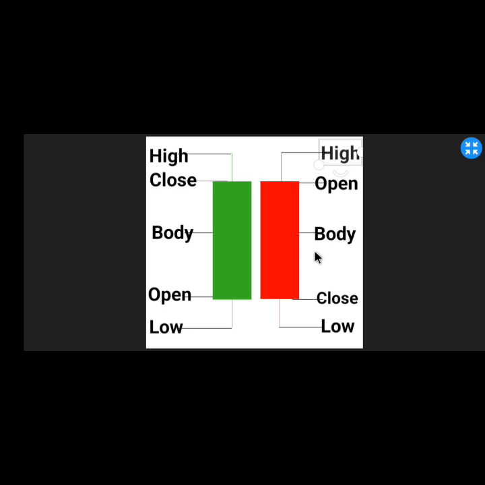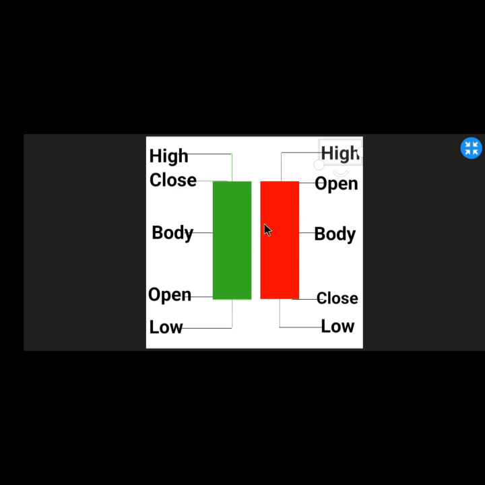So candlesticks show us four things, which are the open, the high, the low, and the close. Anytime you see a green candle, it represents that the price is buying at that particular time. Then a red candle shows that the market is selling at that particular time.